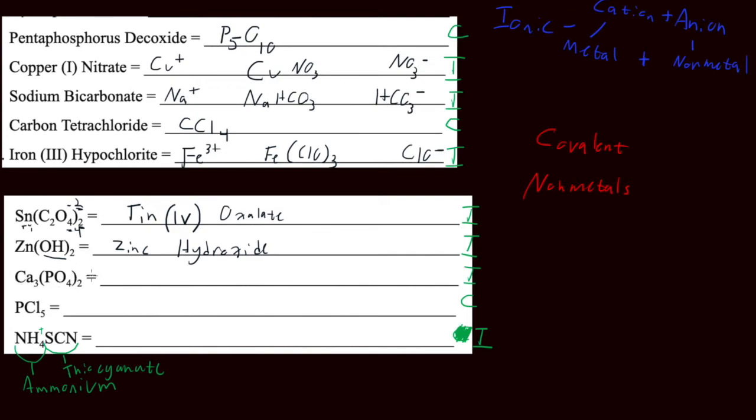This is calcium. So this is Ca3(PO4)2. This is going to be calcium. If I look it up, I see that calcium only ever has a +2 charge, so I don't need to specify that with Roman numerals. Then PO4 is phosphate.